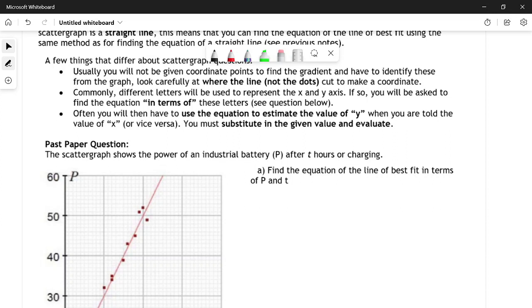And then part B will often ask you to use the formula that you've worked out to estimate a value. So basically it's just a substitution into your formula. That's pretty easy, and again we'll show you an example of that in a second.